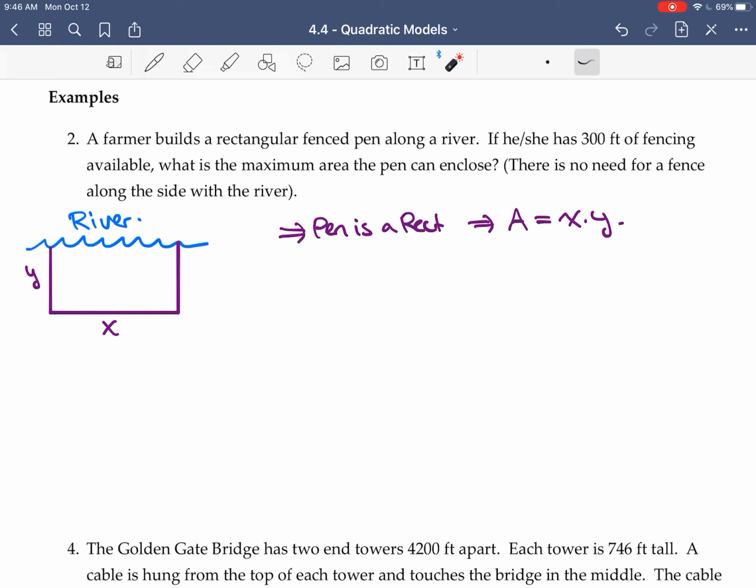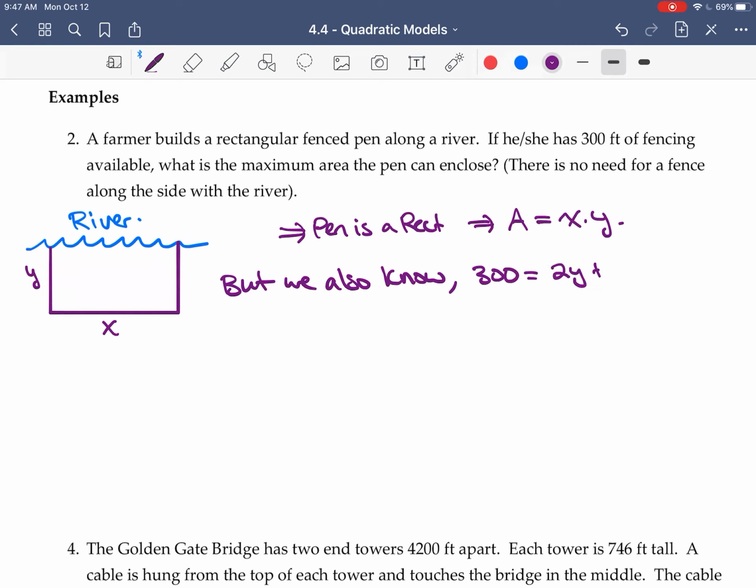So they want to make this pen as big as possible. So they're probably going to use all 300 feet of fence. So that means that this length here is equal to 300. So that's going to be Y plus X plus another Y. Okay, but we also know that the 300 should be equal to 2Y plus X. Okay, so we can use this to get rid of one of the variables.